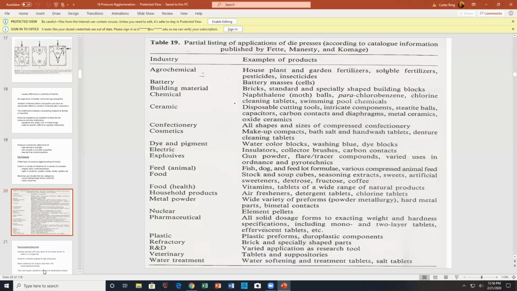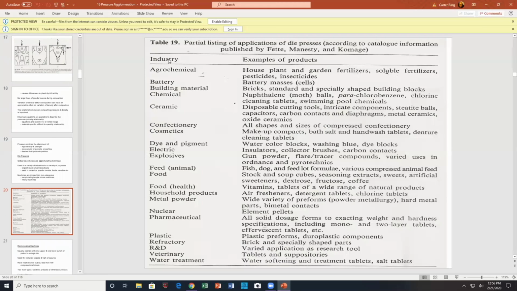Anyway, let's take a look at what we got here. So we have the industry and we have an example of the product. I mean, look at fish pellets or dog feed, foods, vitamins, tablets, nuclear element pellets, ceramics, disposable cutting tools.